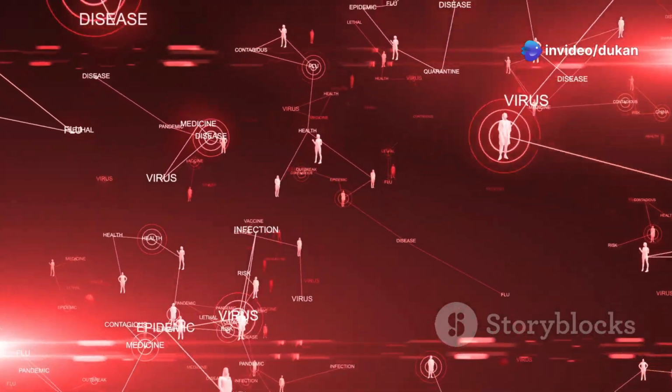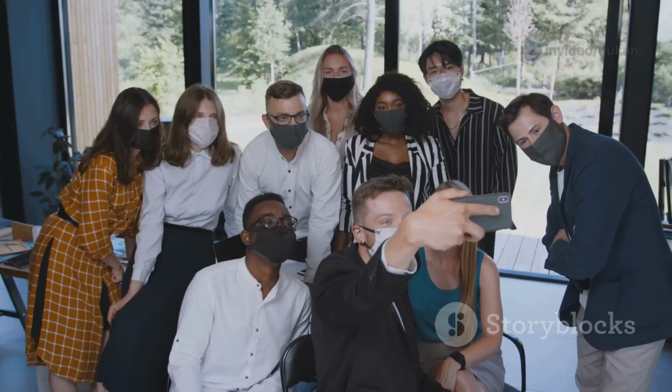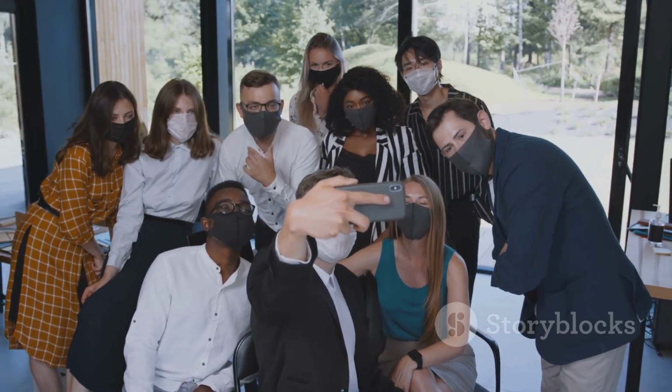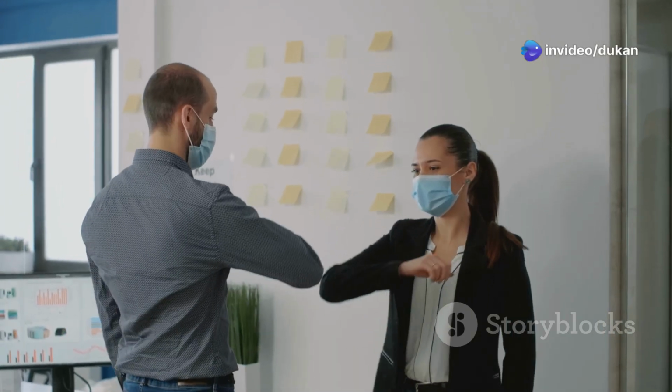These steps work together to reduce transmission. Simple actions make a big difference. Stopping COVID-19 is a shared responsibility. If you feel sick, stay home to avoid spreading the virus.